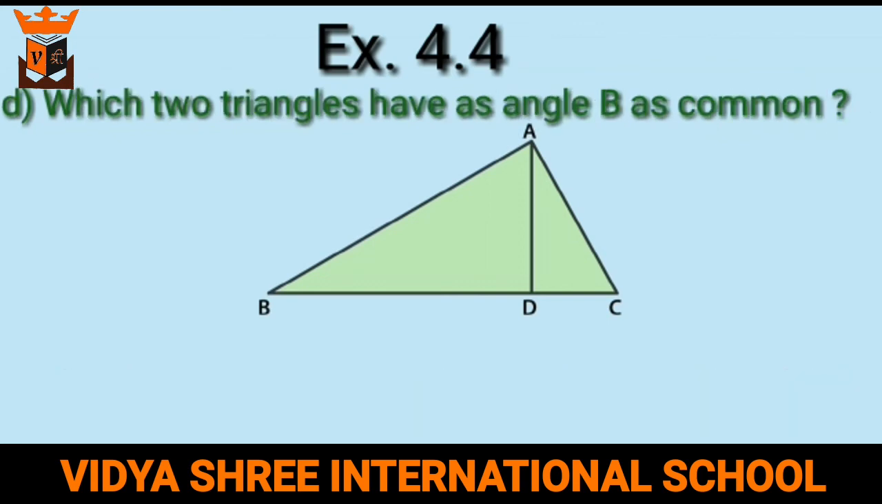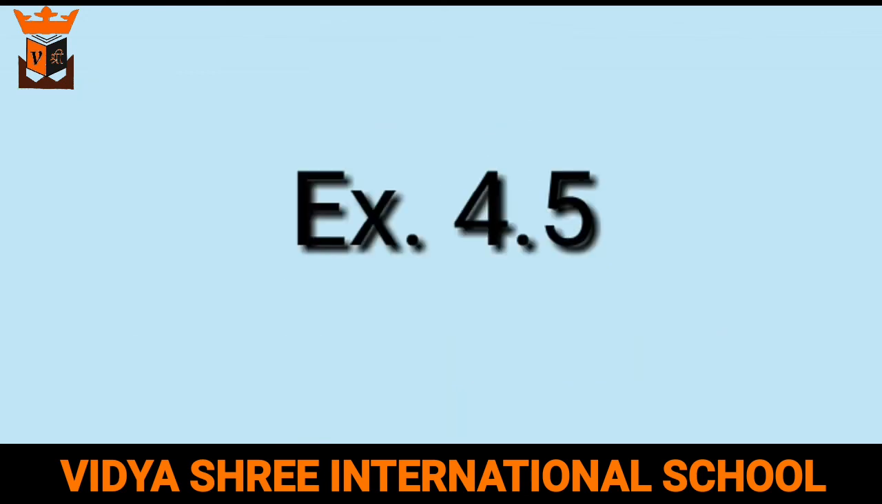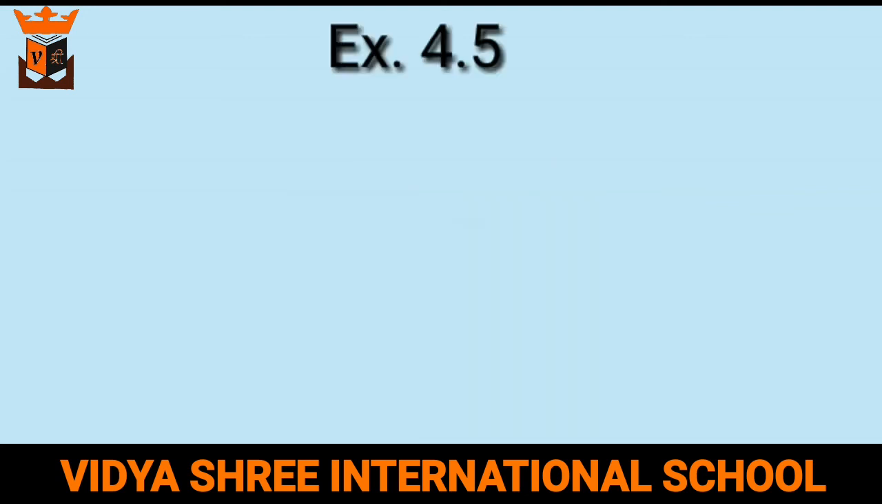D part is, which two triangles have angle B as common. So ABD and ABC are triangles which have angle B as common. Now let us do the questions of exercise 4.5 based on quadrilateral.